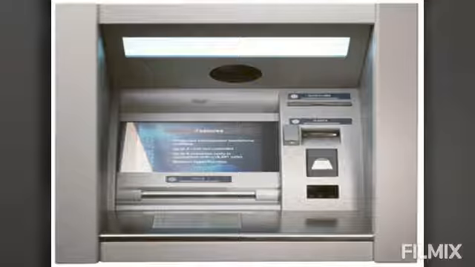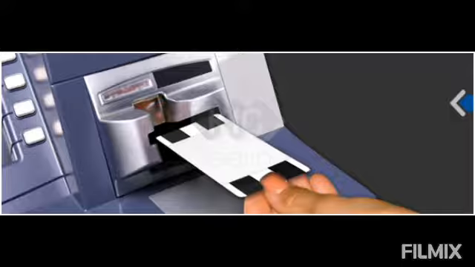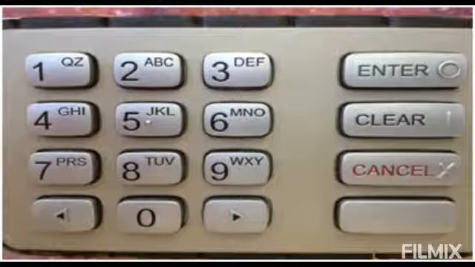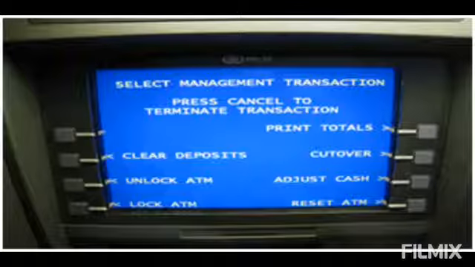Today I am going to tell you about the ATM machine. How does an ATM machine work? Introduction. The automated teller machine, ATM, is an automatic banking machine, ABM, that allows the customer to complete basic transactions without any help from bank representatives.